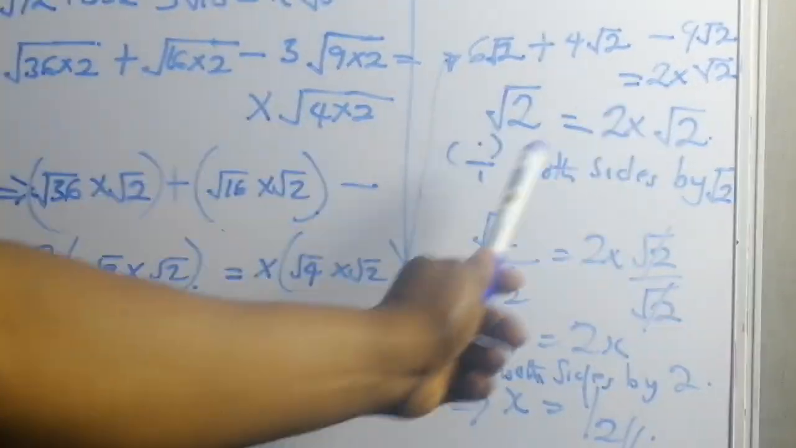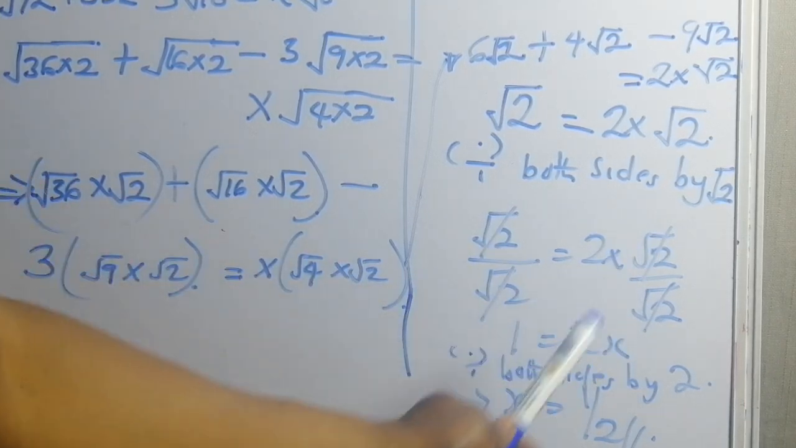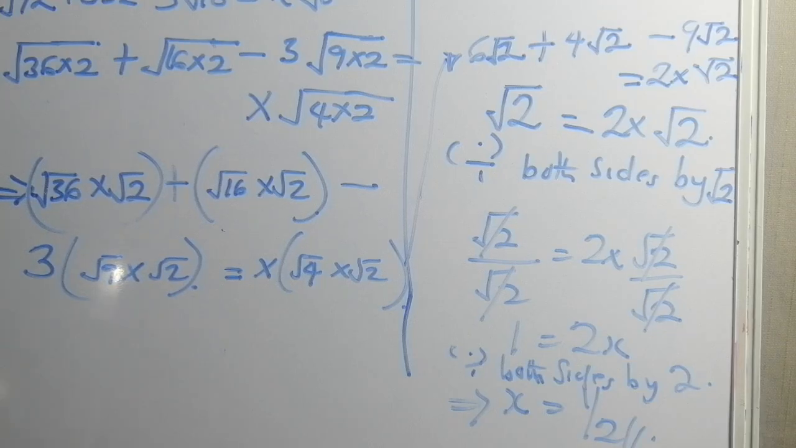So then you have your 2x root 2 here. Root 2 will cancel root 2. Divide both sides by root 2. You see? To cancel this will remain 1. So divide both sides by 2 to get your value of x. It's as simple as that. Just go straight to your option and pick your answer.